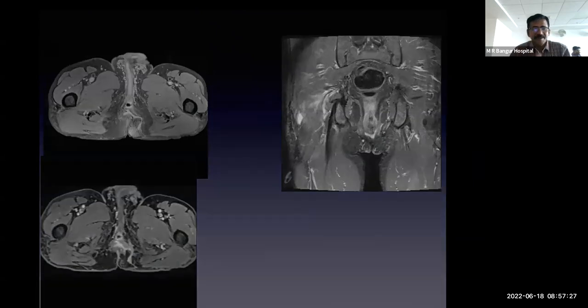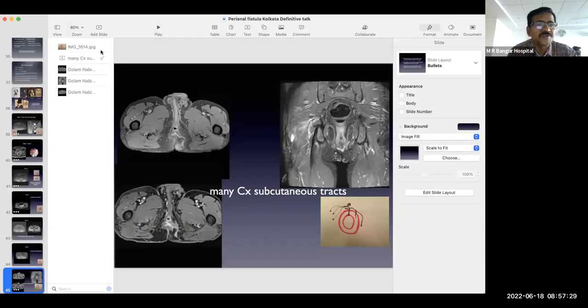Achha. Now we have some idea about this different types of fistula. It's good. Ek second darao. Ekta jinish dekho.